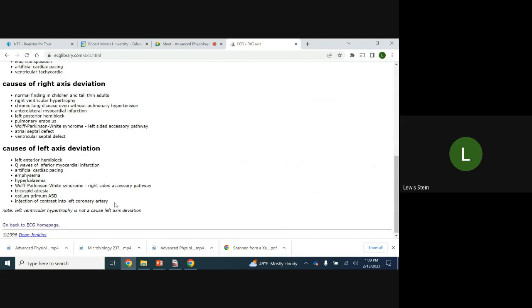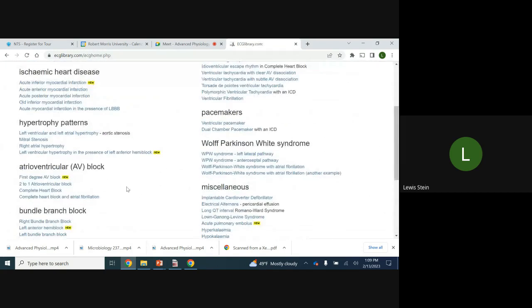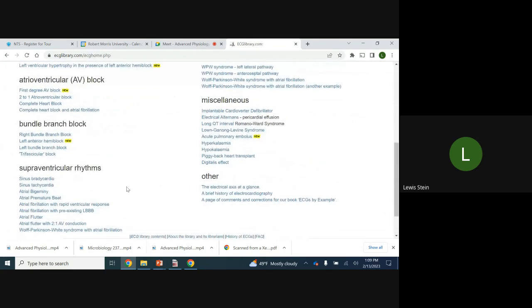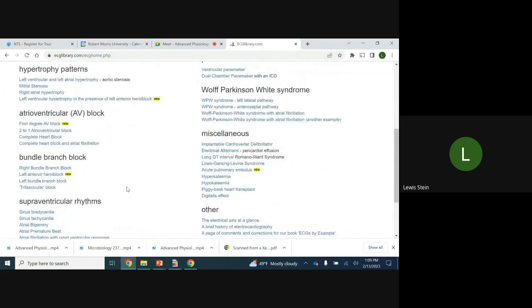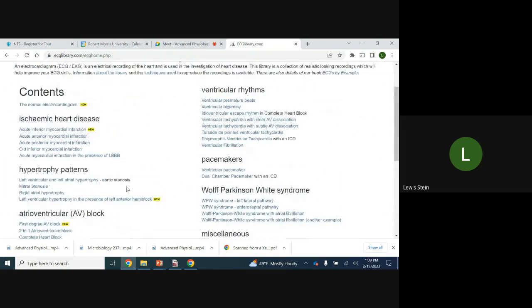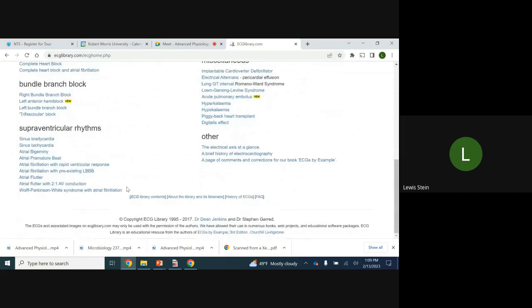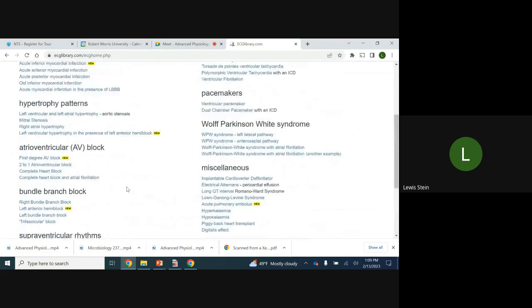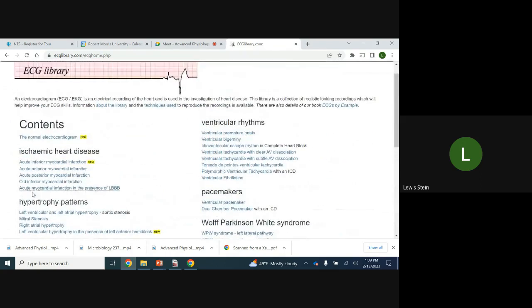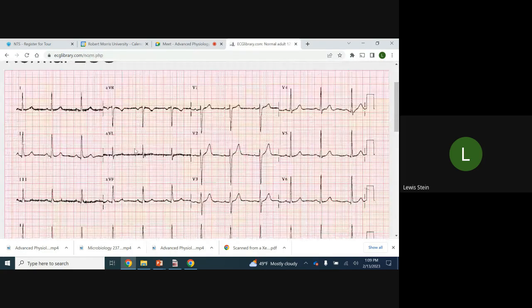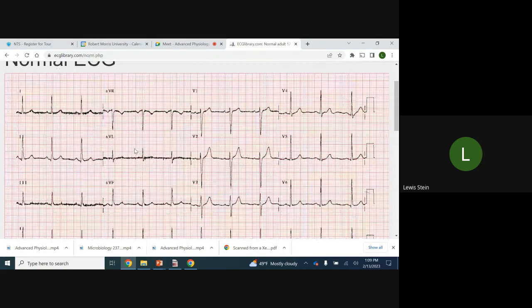So that's maybe the preface. And as we go back, this website, I don't think it's ever changed. And what they should have somewhere in here is, I used to have it, the normal. There it is. It's not that new. So that's what a 12 lead EKG looks like, a tracing.